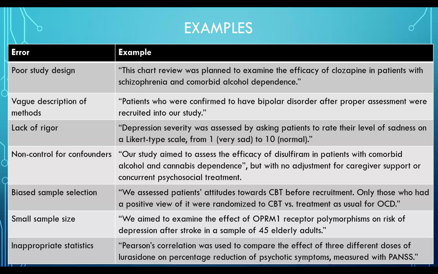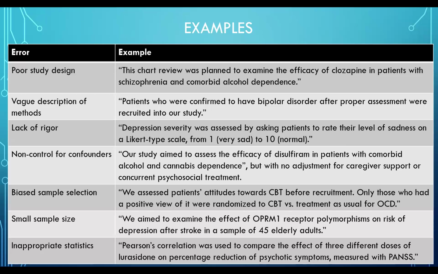Is the sample selection biased? Sometimes I have come across papers where they say, we assess patients' attitude towards treatment, and only if they like the treatment, they were taken to the study. No. Obviously, patients have the right to refuse consent. But you cannot bias the sample by saying only those who like my medicine or only those who like my therapy are going to be taken. That creates a big bias from the word go.